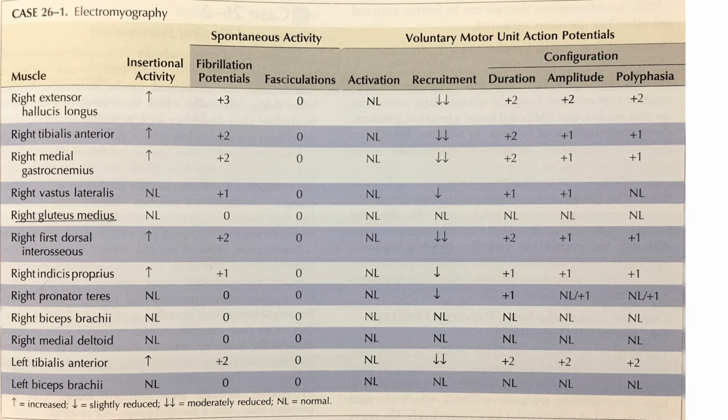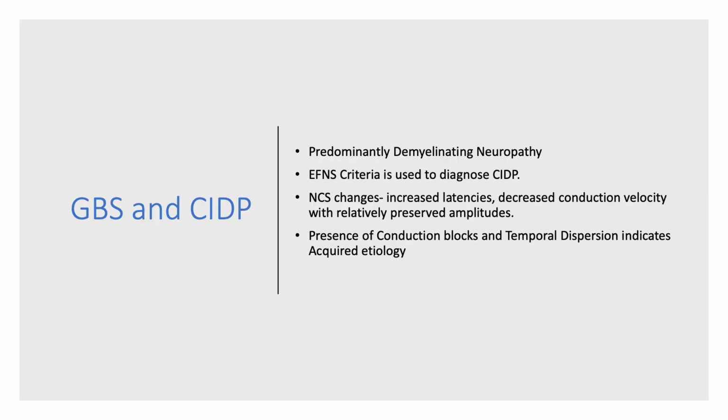Sure, let's talk about GBS and CIDP, which is a common demyelinating neuropathy that we know of. And GBS and CIDP are predominantly demyelinating neuropathies, and we use EFNS criteria to diagnose CIDP. We'll briefly touch that, and in the nerve conduction chart, we will see that demyelinating neuropathy like GBS and CIDP will have increased latencies, decreased conduction velocities, and a relatively preserved amplitude.